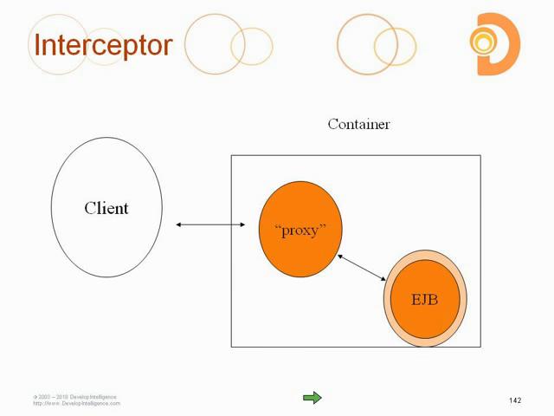Interceptors can actually be ordered, so I can define the order in which the bean is wrapped. So maybe I would have a security interceptor, and then a logging interceptor, and then a data validation interceptor or whatever, and they could all wrap around the EJB.